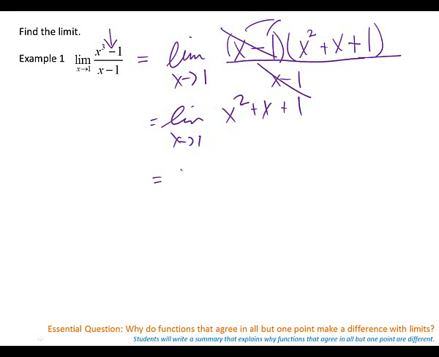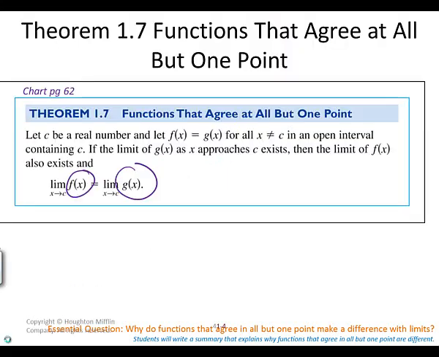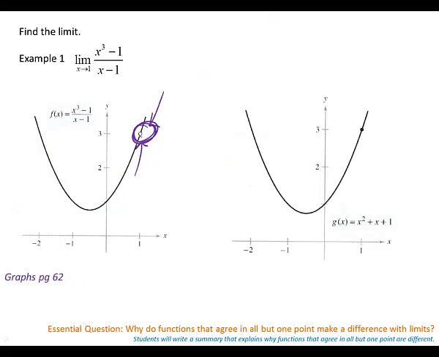What's 1 squared? 1. Plus 1 plus 1. What's 1 plus 1 plus 1? 3. Check the graph out. You guys had the graph there, right? Is that correct? Is it approaching 3? Yep, from both sides, so we're good.